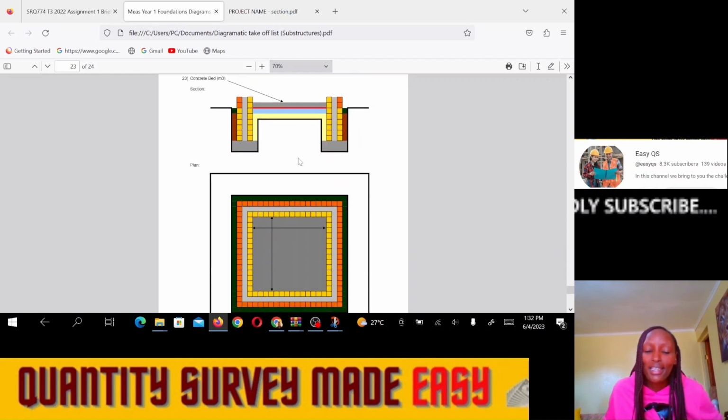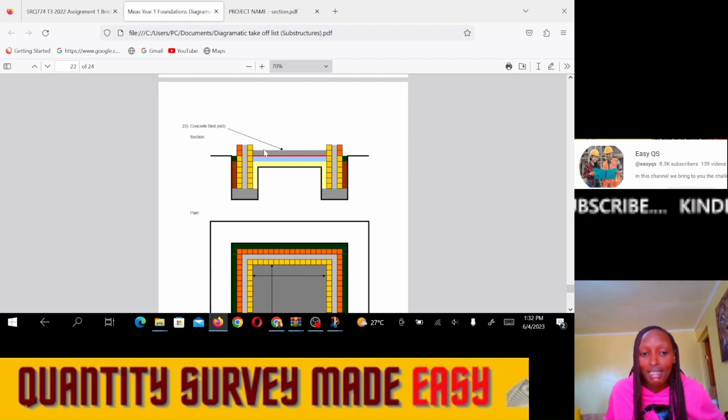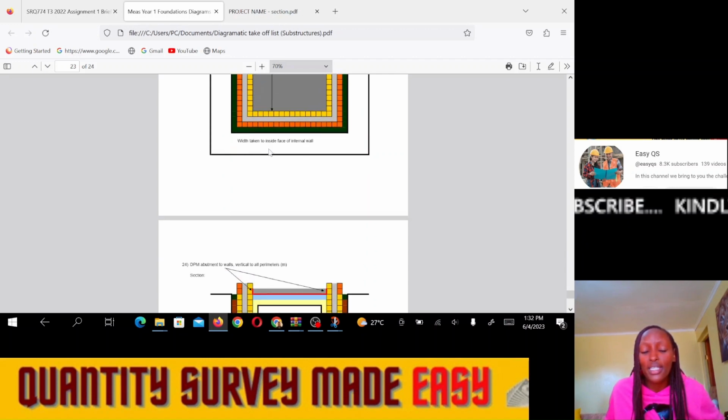Alright, then the next thing is the concrete bed. The concrete bed is measured in meters cubed. So we shall take the total area inside the walls, then we shall multiply by the thickness of the concrete to calculate the volume of the concrete bed.